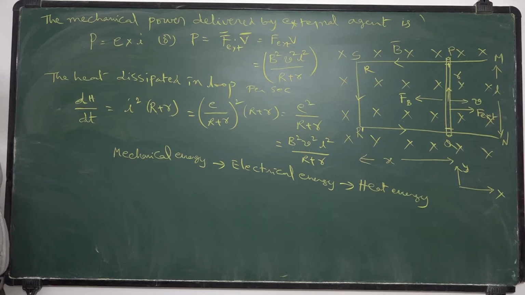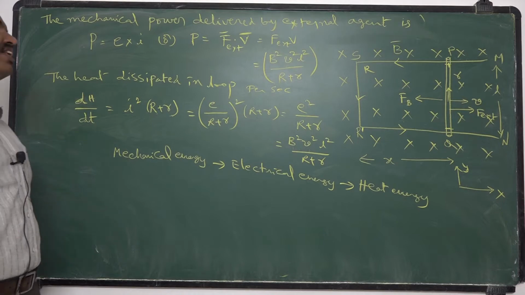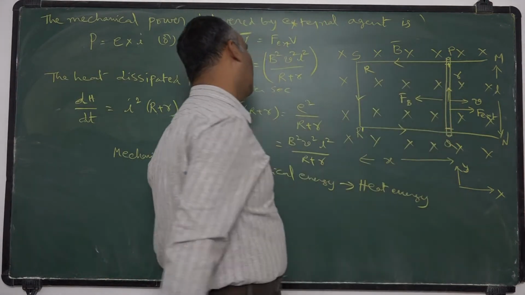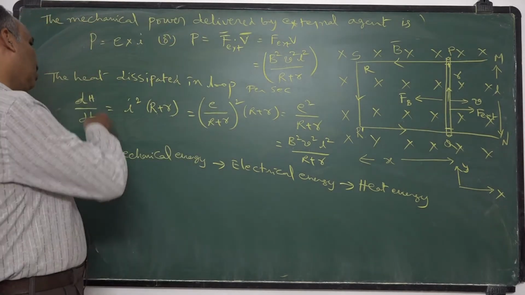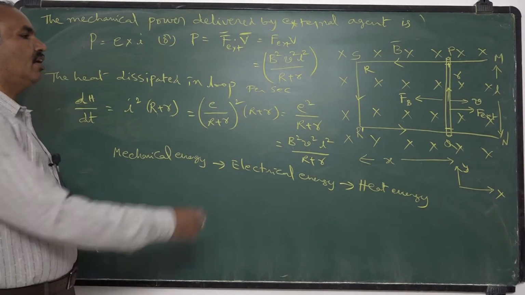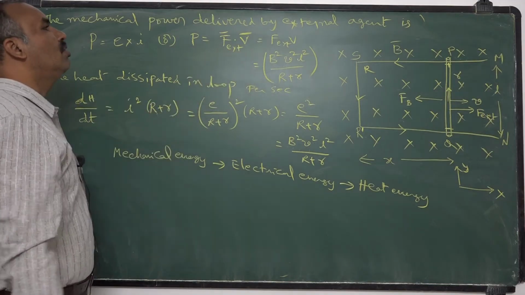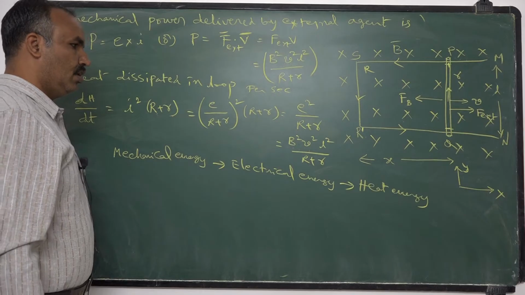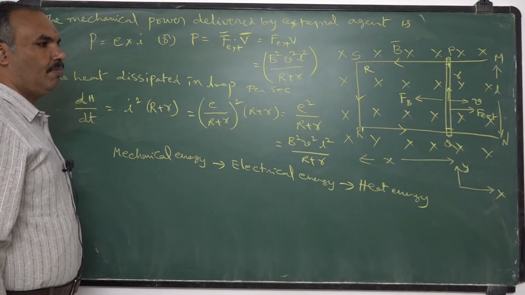So whenever we make a rod move in a uniform magnetic field, the mechanical power delivered to keep the rod moving with constant velocity is converted as electrical energy, which makes the current move through the loop, and which is in turn converted as heat energy and is dissipated at a rate exactly identical to the mechanical power delivered by the external agent. I hope everybody understood this concept.